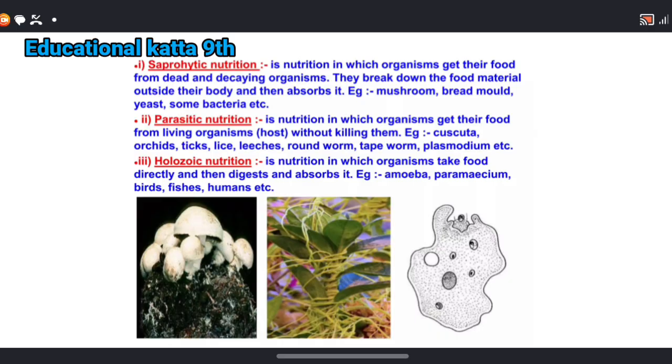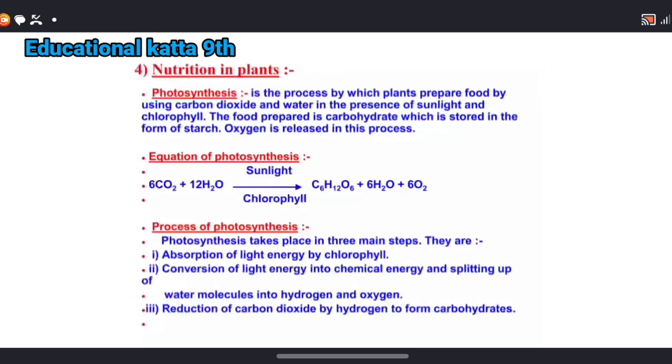Okay. Holozoic nutrition we are following, we are taking food directly, then digesting and then absorbing. Amoeba and paramecium, fishes, birds, humans are the examples. Okay. This is mushroom. Yes.